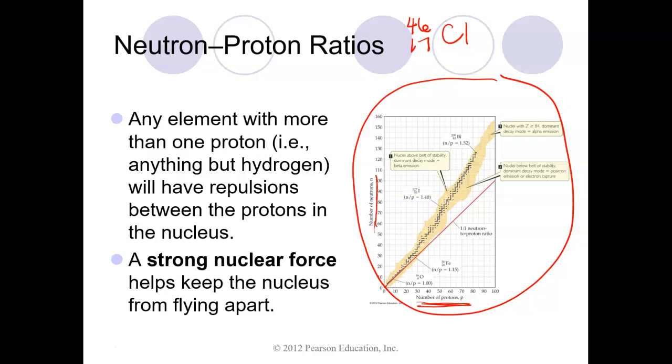So if I'm going to do this, what I need to do is figure out how many protons and neutrons this nucleus has. So protons, it has 17.